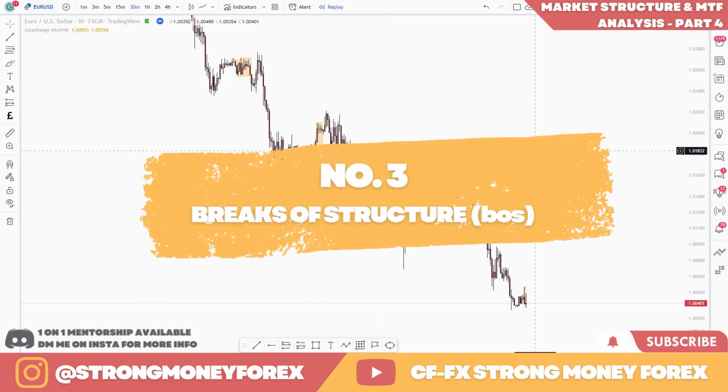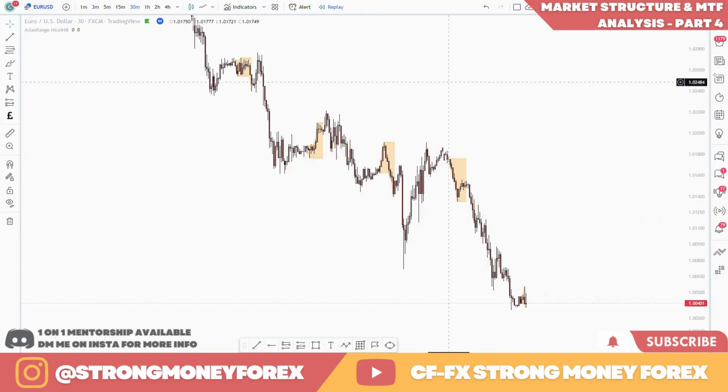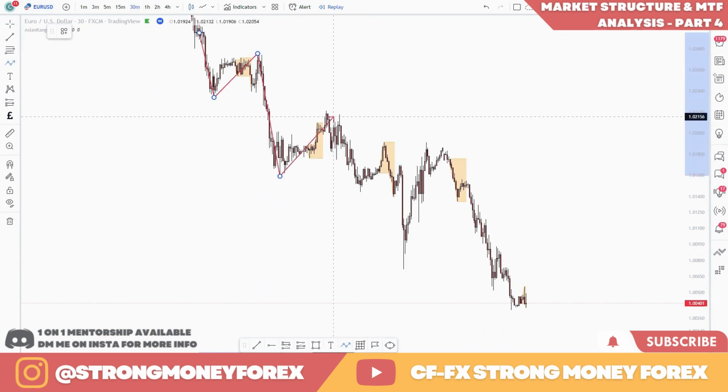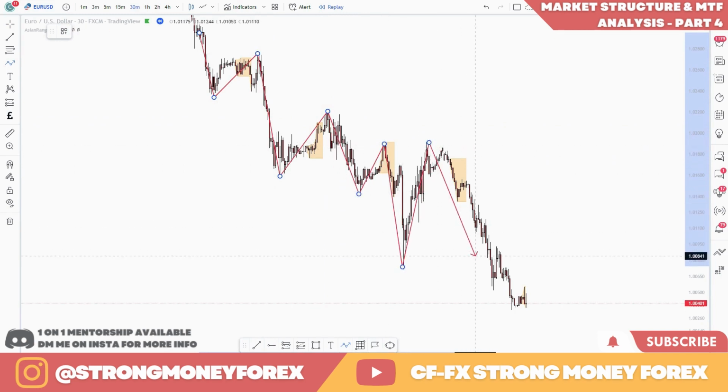Part 3, breaks of structure. Now, we'll do a full section on breaks of structure, but it is really important to understand why they're so significant. Breaks of structure are where price ultimately pushes through in the direction of the trend that we're in, and gives us an indication of where price is likely to go next. So I'm just going to draw in the structure here, as you can see.